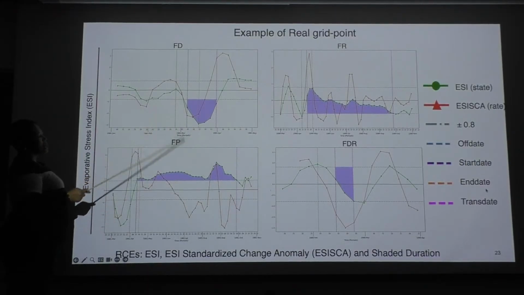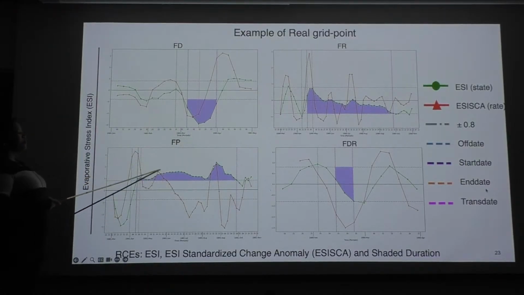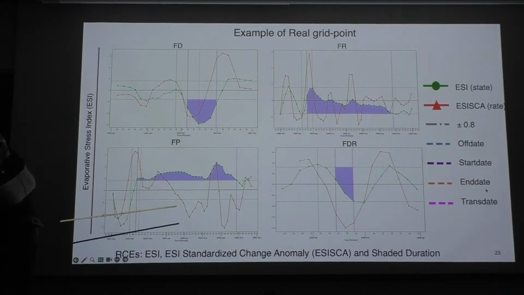The same thing happens for the flash pluvial: all the ESI values need to be up, greater than 0.8. And then we have the FR and FODR.